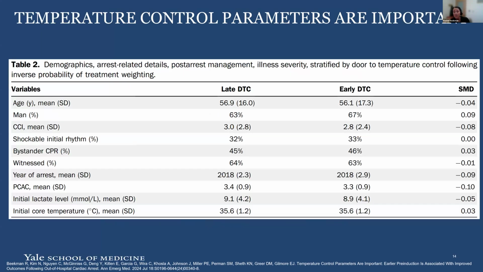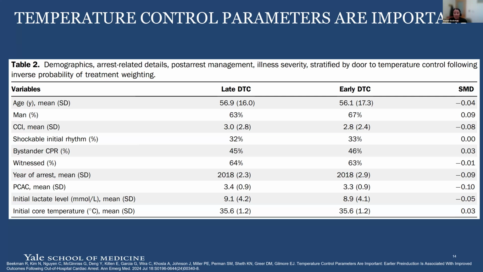The overall cohort differed significantly from the TTM2 cohort, and you can see that our patients had 33% shockable rhythm, only 44% received bystander CPR, and the mean lactate was 9. The median Pittsburgh cardiac arrest category score for these patients was 4.